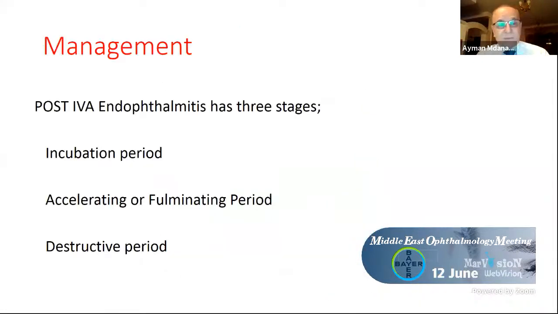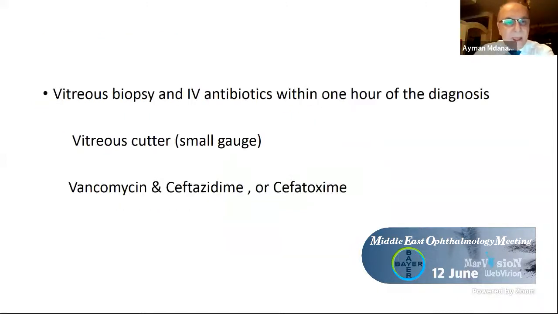Well, management. In endophthalmitis, there are 3 stages. The incubation period stage, the acceleration, or what I call the fulminating period or stage, and the destructive period or destructive stage. It's very important to start treating during the accelerating or fulminating period. We don't wait for the destructive stage to happen. Definitely vitreous biopsy and intravitreal antibiotics within 1 hour of diagnosis.